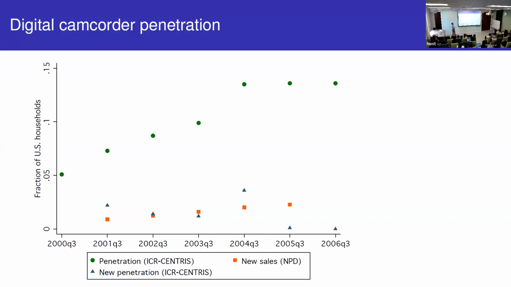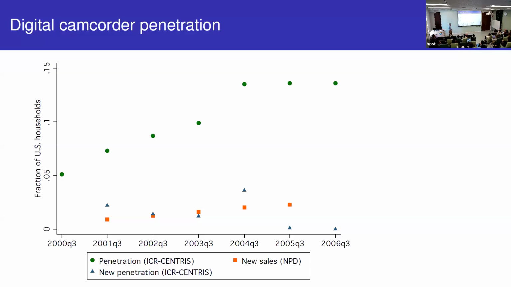But you can see basically, penetration is growing, but sales is higher than this. Sales is basically higher than penetration. And what that tells you is there's some repeat purchase. This is the share of households that report owning a camcorder. And our view is we can compare the share of households reported owning a camcorder to the level of sales we see in our sales data, and we can infer something about repeat purchase from these data.